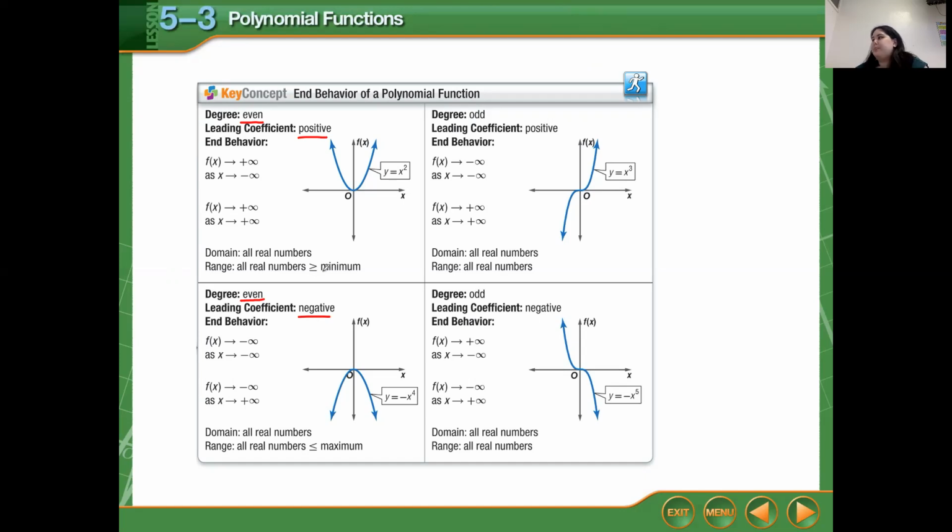If we have an odd function, here's positive odd and negative odd. If it's an odd function with a positive leading coefficient, it's going to fall to the left and rise to the right. So as x approaches negative infinity, f of x approaches negative infinity. As x approaches positive infinity, f of x approaches positive infinity. If we have a negative leading coefficient, it rises to the left and falls to the right.